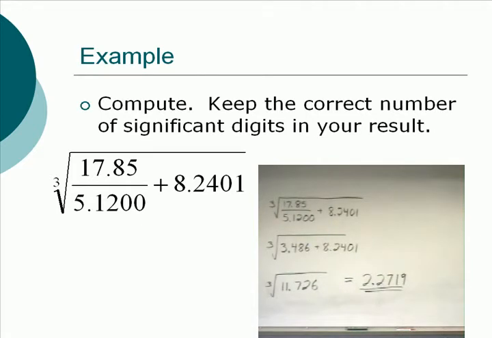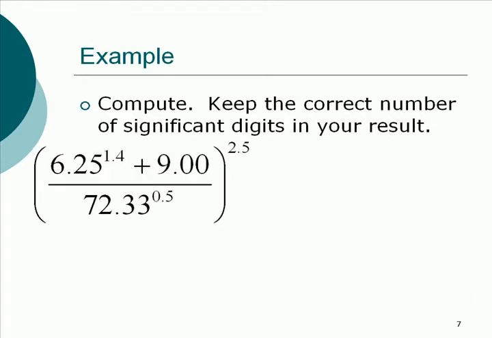.2719 is the correct value with the correct number of significant digits. Same instructions, different problem. We want to keep the correct number of significant digits in this result. I'll write it up here.